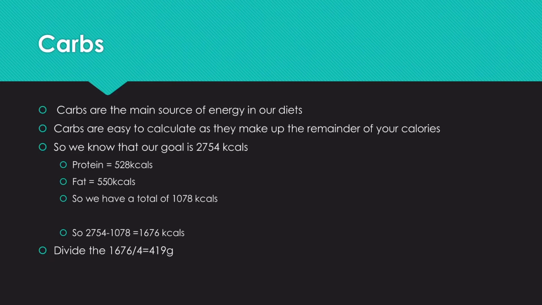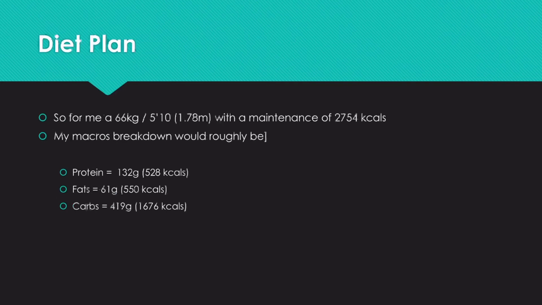So the diet plan, right? Your diet plan, so for me, in my case, I'm 66 kilos at 5'10", 1 meter 78, with a maintenance calories of 2,754 calories. So my macros breakdown would roughly be about 132 grams of protein, which is 528 calories, 61 grams of fat, which is 550 calories, and 419 grams of carbs, which is 1,676, which adds up to my total of 2,754.